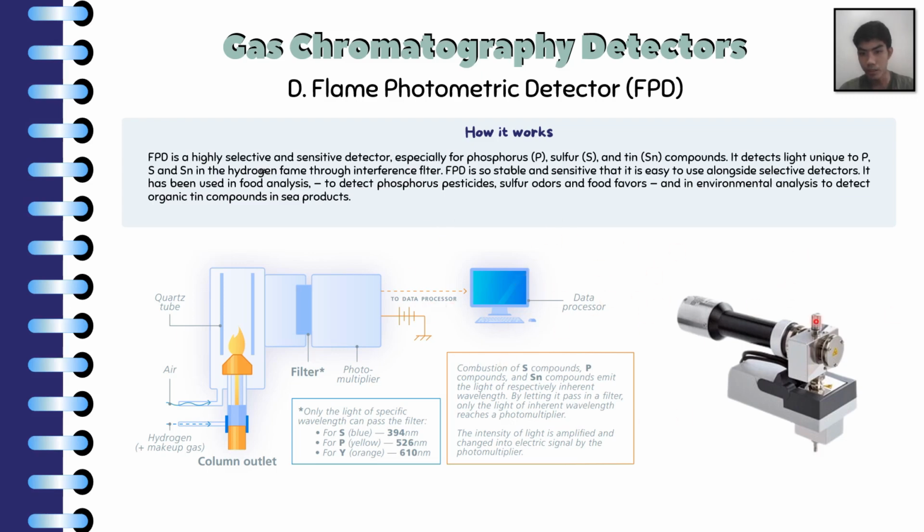So the picture here shows an example of the instrument. Sulfur generally responds to the square of the sulfur atom concentration, meanwhile for phosphorus, the response is more linear.